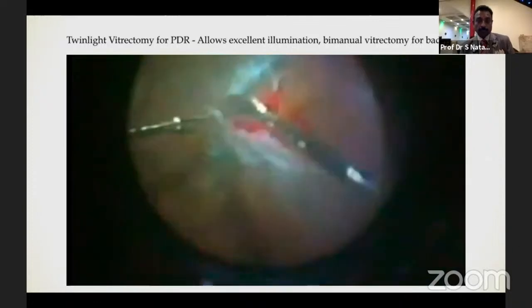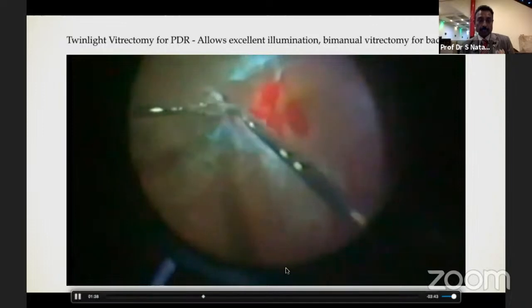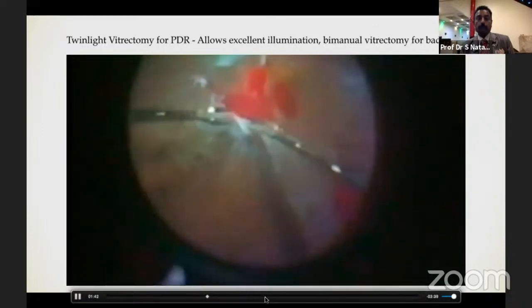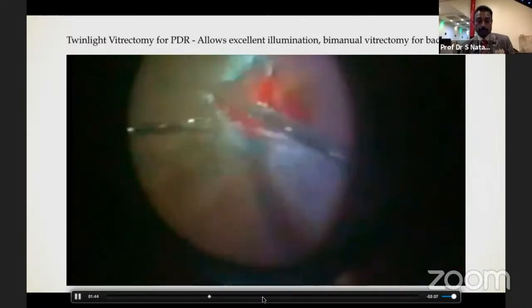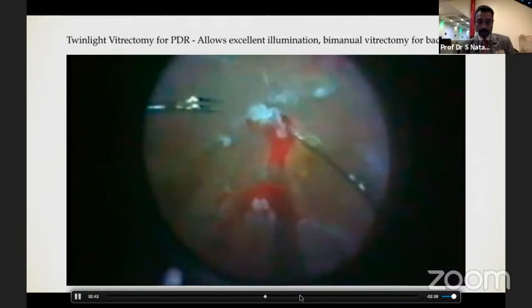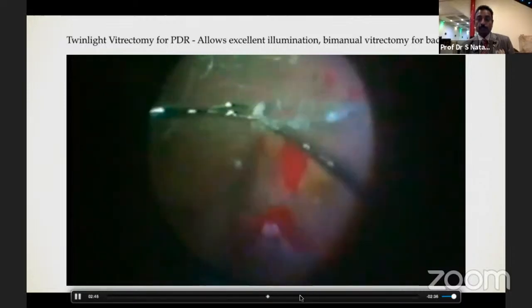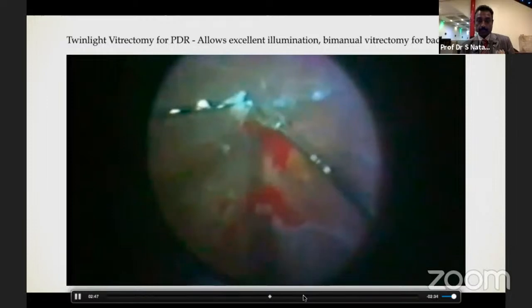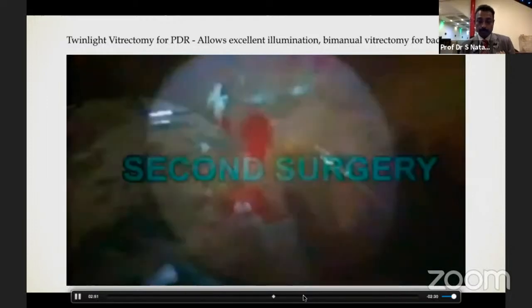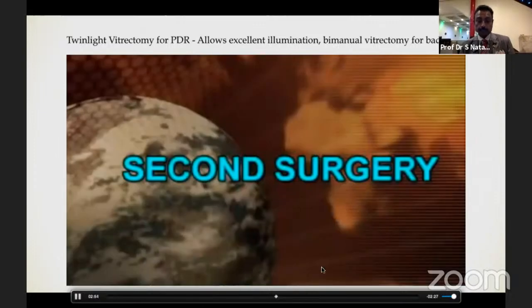And you see the meticulous dissection, and you can remove the entire fibrous tissue, and you also make sure you clear the pre-retinal hemorrhage, which is happening following the cutting of the fibrous tissue. You can see almost the entire fibrous tissue is getting removed, and the entire traction is released and no break.